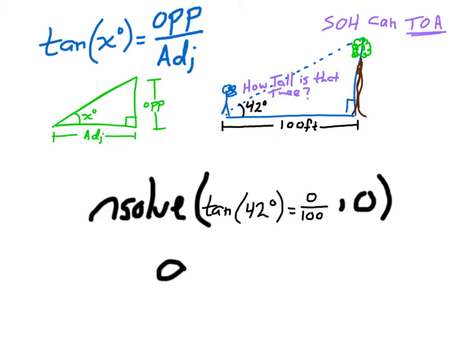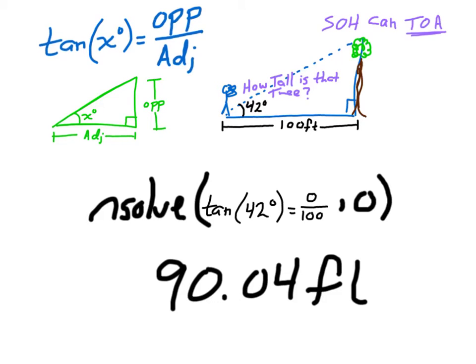It gave me that this tree is 90.04 feet tall. Why do I know it's feet? Because the units of this triangle are going to be in feet, because it says right there, 100 feet there. It's like, oh, cool, I know how tall the tree is. Woohoo! Okay, here we go to the next page.